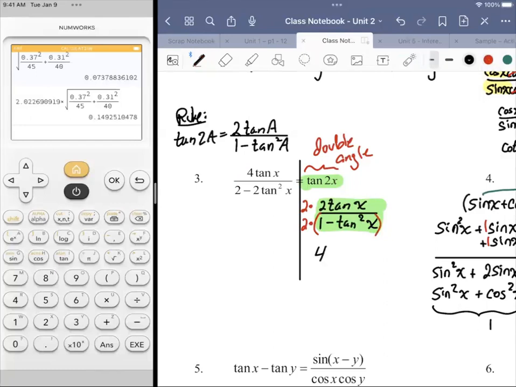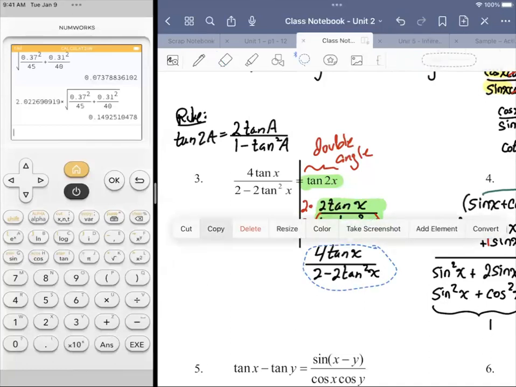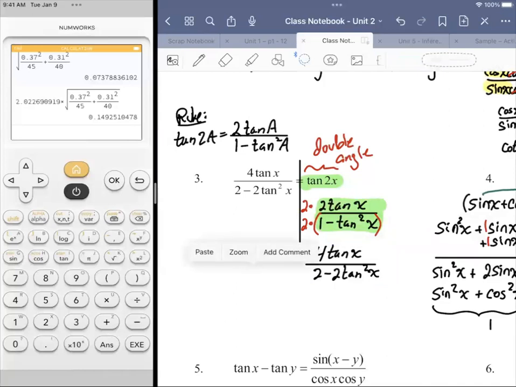So 4 tan x up top, 2 minus 2 tan squared x on the bottom. Now I have the left side and the right side equal to one another. And that's my proof.